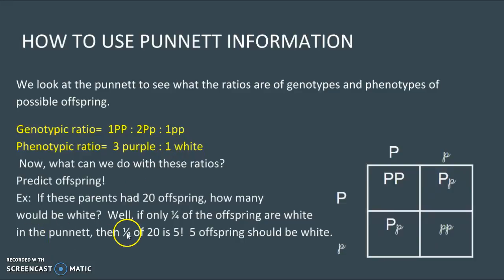Well, if 1 out of 4 are white, that's really 25%. Well, 1/4 of 20, which is how many we had total, is 5, because 5 times 4 is 20. So 5 offspring would actually be white. Now, it's not going to be exactly 5, but it probably would be close.